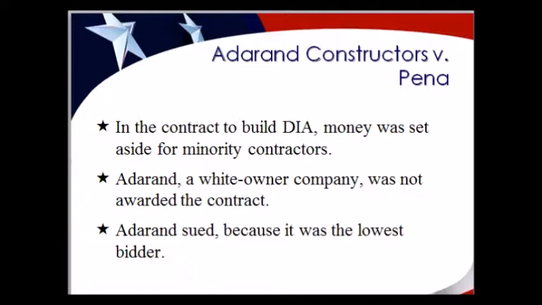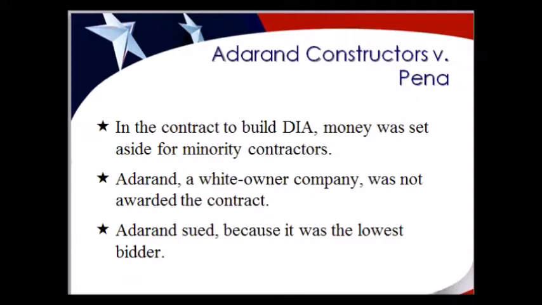Adarand Constructors versus Pena. Further limits on affirmative action. In Adarand Constructors Incorporated versus Pena, the U.S. Supreme Court ruled that when governments use affirmative action programs, they must do so under the strict scrutiny rule. This means that governments typically cannot use the quota system, and once a program has been deemed successful, it must be eliminated. In two cases in 2003 involving the admission policies of the University of Michigan, the court indicated that diversity was a legitimate goal in college admissions, but could not be achieved by automatically assigning points to minority applicants.